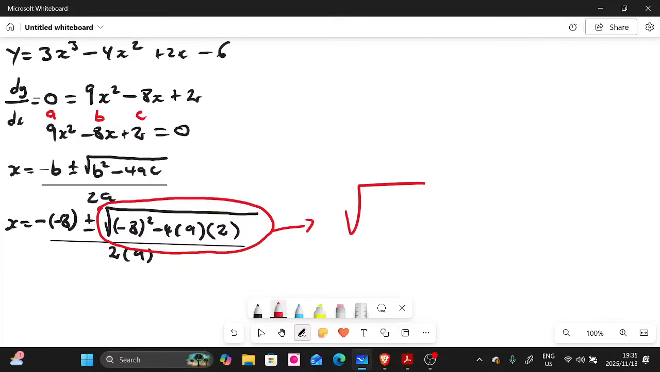Let me just do it without putting it inside the square root. We have negative 8 squared, right? Minus 4 multiplied by a and then 2 there. Yes, this gives us negative 8, guys. Look, this is an error, guys, right? This is an error.